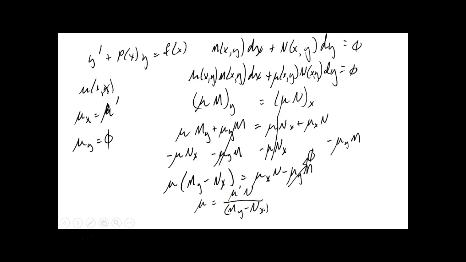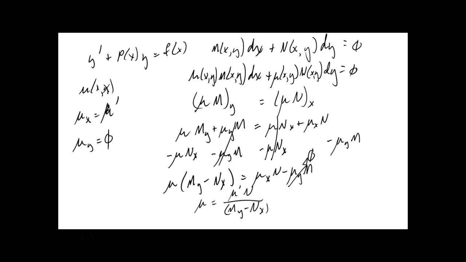Now, is there any risk of that being 0? Because we can't go around dividing by 0. No, because the first thing we did, we took the partial of M with respect to y and compared it to the partial of N with respect to x, found out they weren't the same, so they can't be 0. So yeah, we're okay doing that.